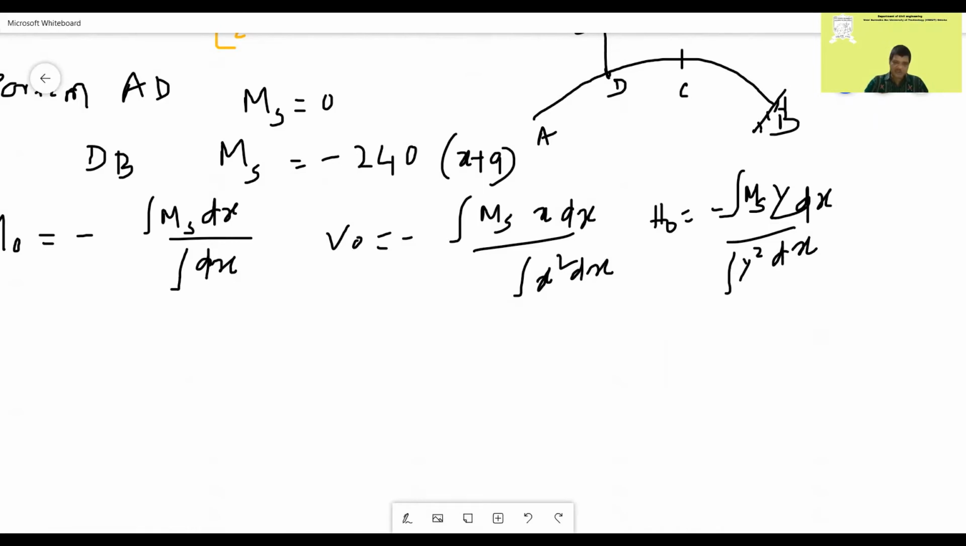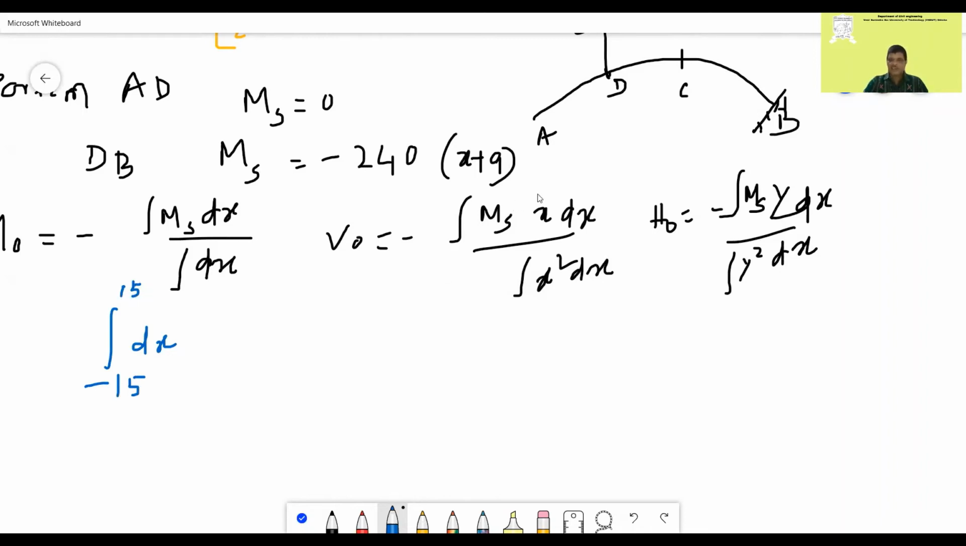Now let us find the first, integral dx. What is the value for dx? Integration dx. So x will vary from minus 15 to plus 15. We have taken this value from the elastic center at origin. So if the elastic center is at origin, this side is minus 15, this side is plus 15. So this will be your value of dx, and x varies from minus 15 to 15. So obviously length is equal to 30.